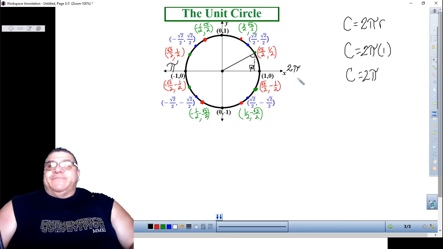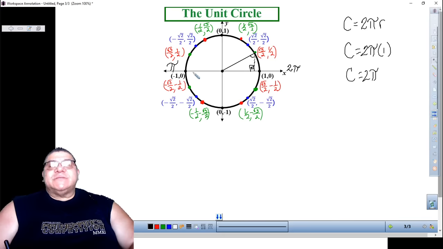So now check this out. We know that pi is from here to here, and that's how many degrees? 180 degrees. Okay, 180 degrees. So from here to here is pi. Yes.